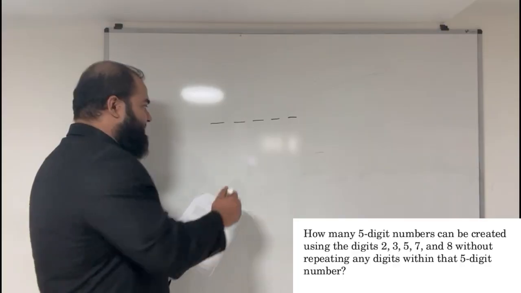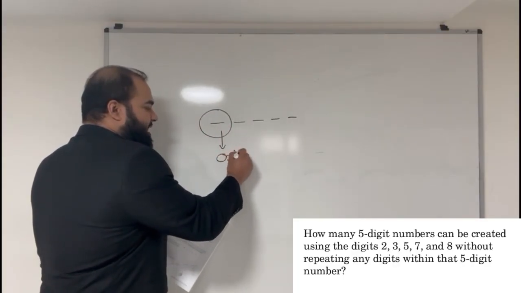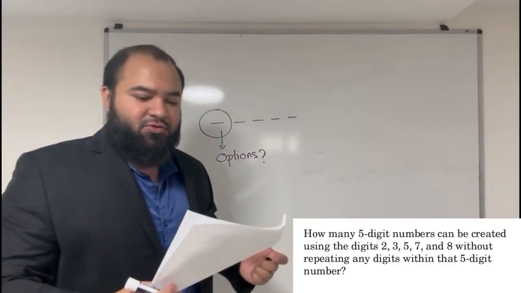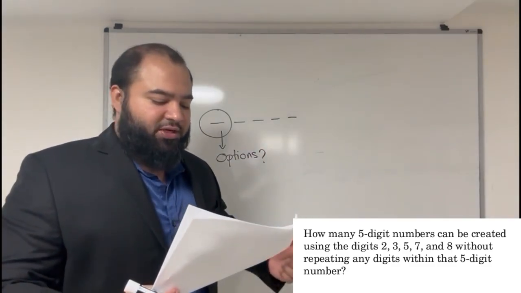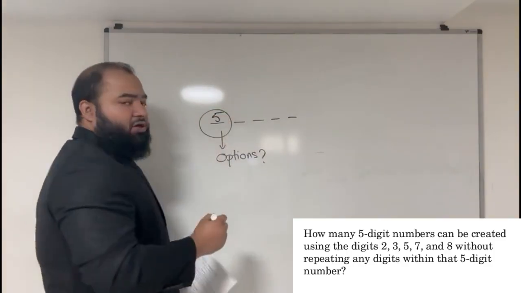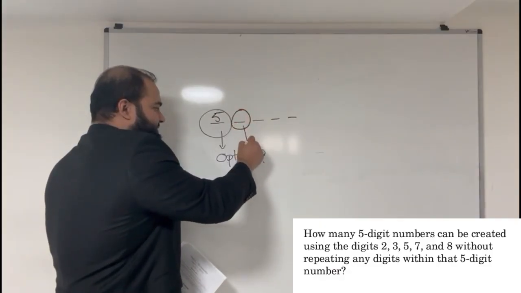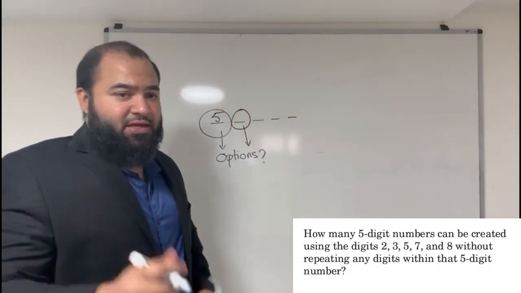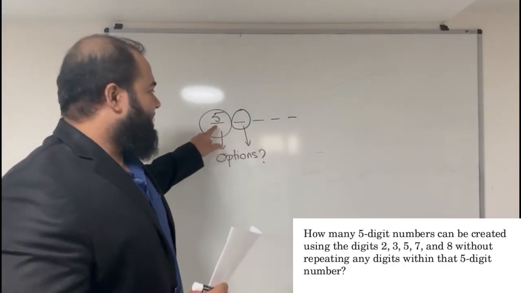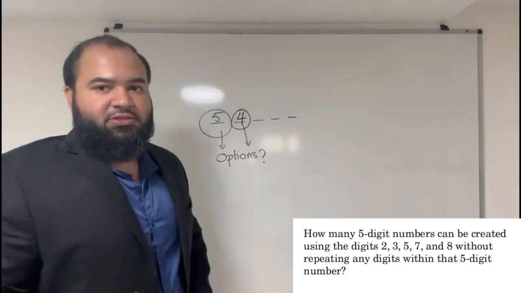What we're going to do is, let's say I have to pick a digit. For the first digit, how many options do I have? I can pick any one of those 5 digits. I can pick 2, 3, 5, 7, or 8. So I have 5 options. Okay? How many options do I have for the second digit? What do you think? Whatever digit you pick, you cannot pick it again, so I will have one less option. So I will have 4 options.